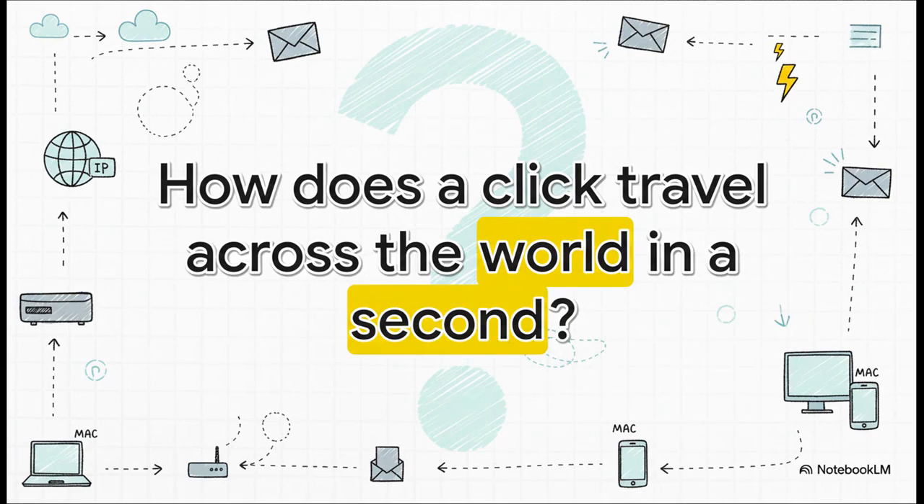It feels like magic, right? You click, and a web page from a server that could be thousands of miles away just appears. But behind that incredibly simple action is a ridiculously fast and complex delivery system. And to really get how it works, we kind of have to change how we think about the internet itself.